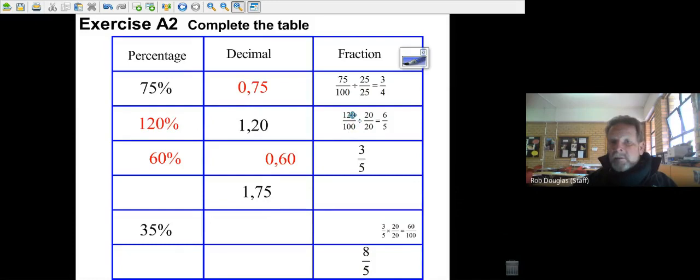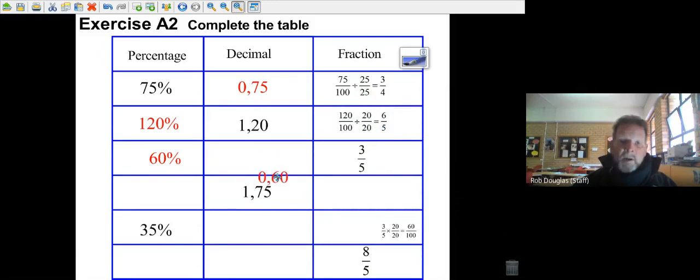The biggest number that goes into 120 and 100 is 20. 100 divided by 20 is 5. 120 divided by 20 is 6. So 6 over 5 is the fraction in reduced form.